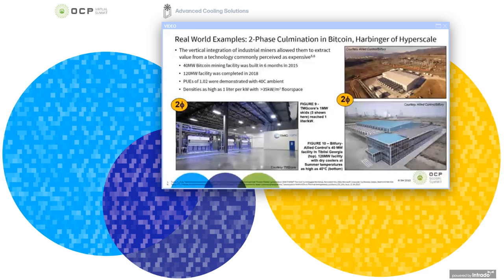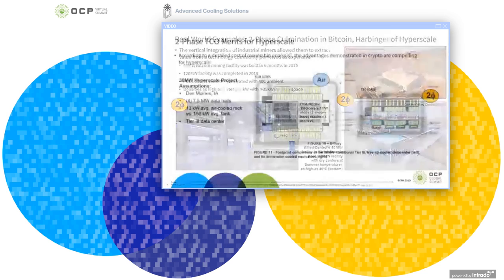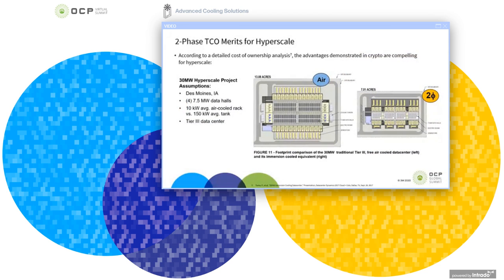TMG Core moved rectifiers outside of the tank, eventually reaching less than 1 liter of fluid per kilowatt, unprecedented power density. And all of these deployments share floor space density on the order of 35 kilowatts per square meter and very low PUEs. These crypto mining deployments, partly for their scale and partly for their cost sensitivity, suggest that there may be real cost of ownership merits for immersion cooling in the area of hyperscale compute.